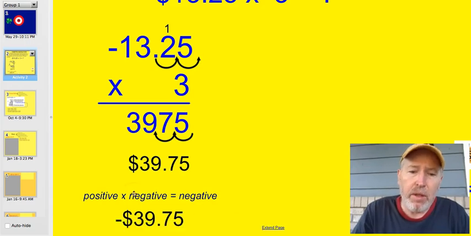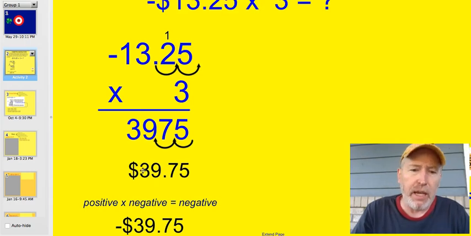$39.75, because when you multiply a positive number like 3 times a negative number, you're going to get a negative answer. And we'll go through more of that on the next slide. But I wanted to give you that real life example of it first.